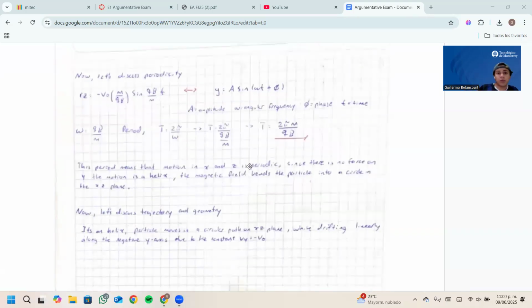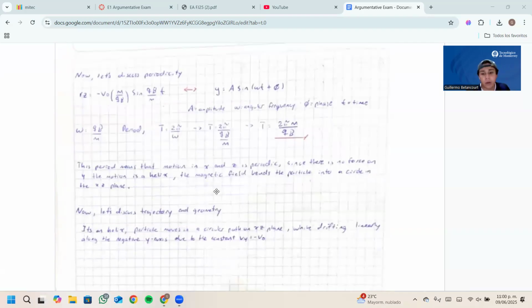So now let's discuss periodicity. We know that these two are equal. We know the values of amplitude, angular frequency, phase, and time. We know this formula of period, and we also know the angular frequency. We only have to substitute, and we are given this final equation.